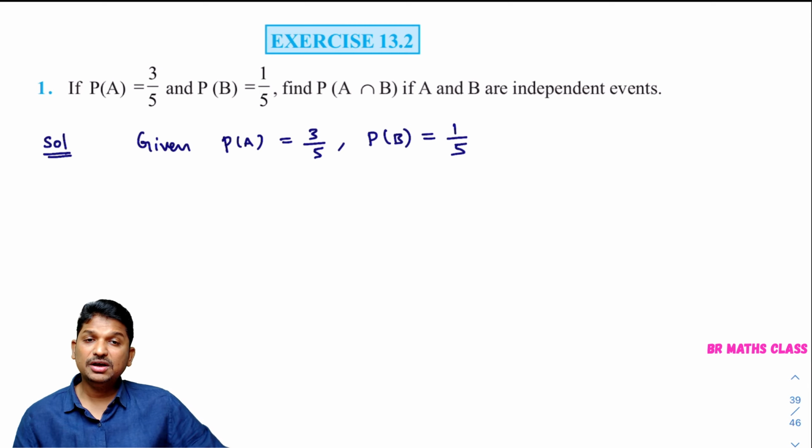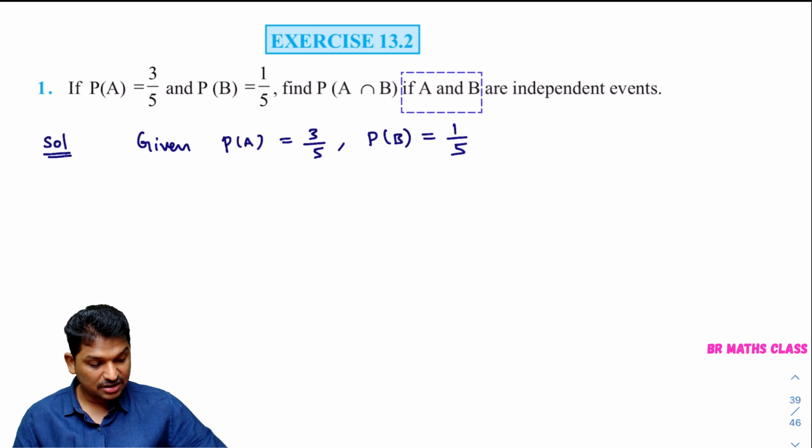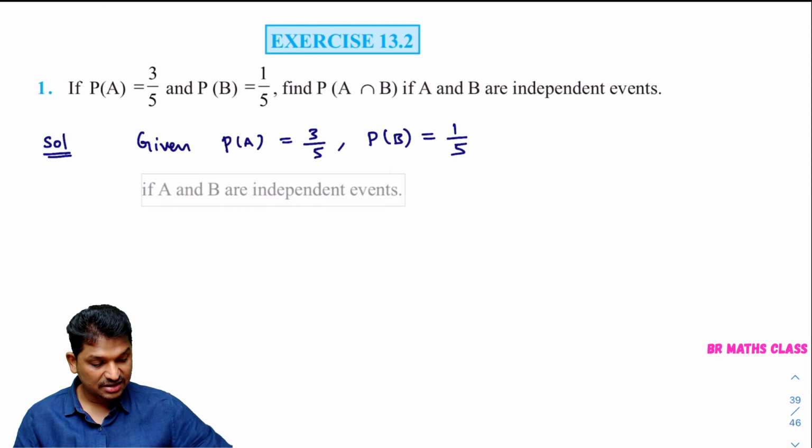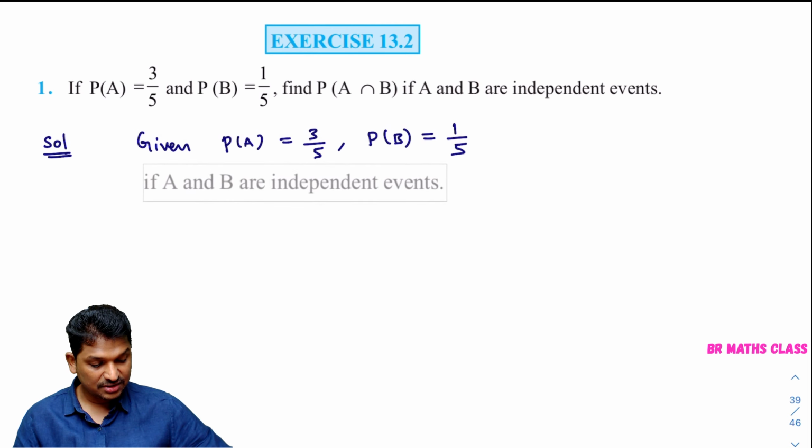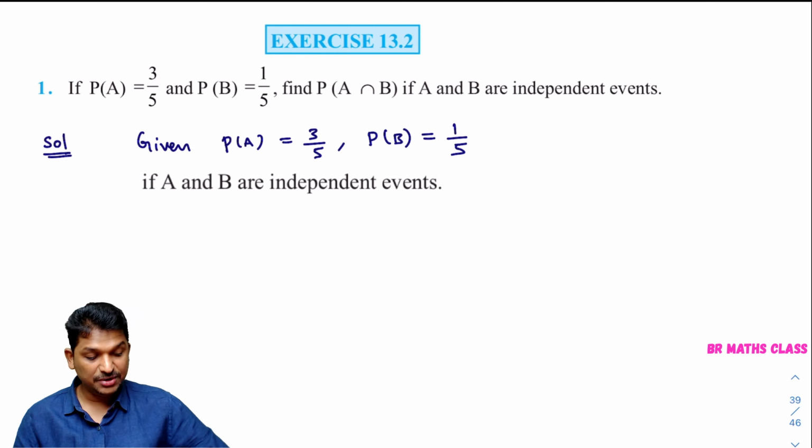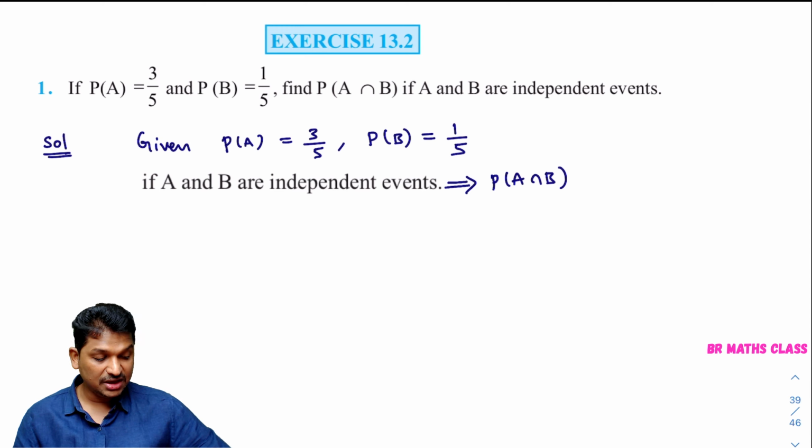Now, if A and B are independent events, look at what is given. If A and B are independent events, then what can I write from this? I can write that the probability of A intersection B equals the probability of A times the probability of B.